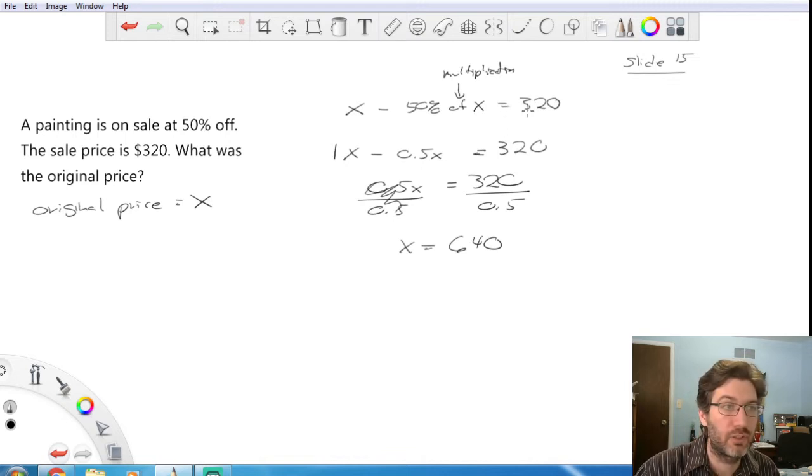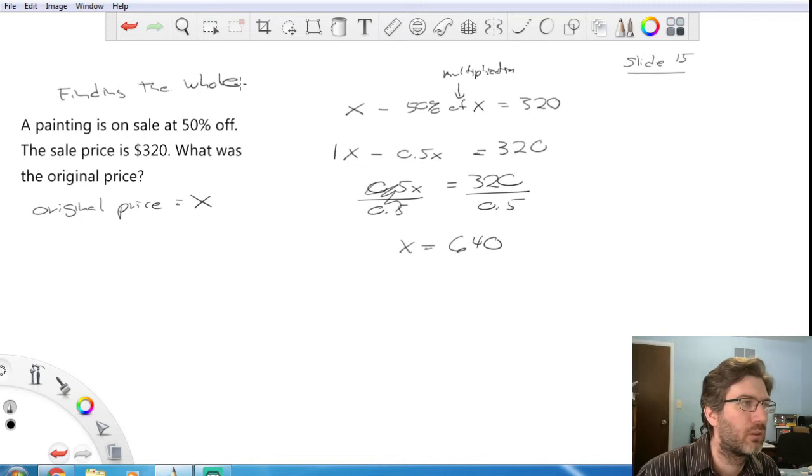This is not percent change. Percent change was yesterday. This is more of finding the whole. This is a finding the whole problem. It's dollars.